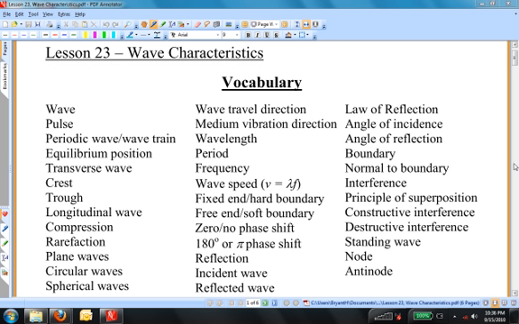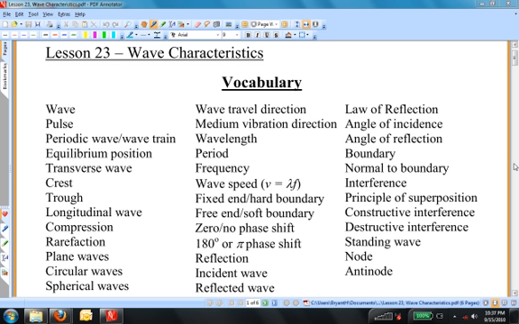There are a lot of vocabulary words we're going to be using in this, and I've listed them here for your reference. We'll roughly go through these in the order in which they appear. So starting in the left-hand corner, wave, pulse, periodic wave or wave train, all of these have to do with the types of disturbances that are going to be traveling in the medium. Then what follows, equilibrium position, is a particular position within the medium.